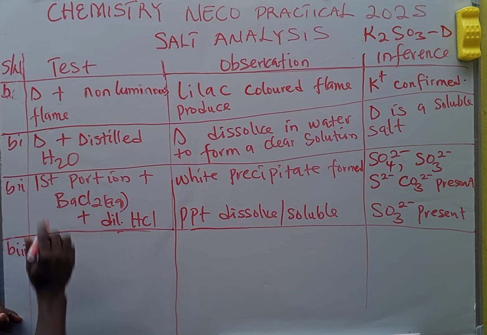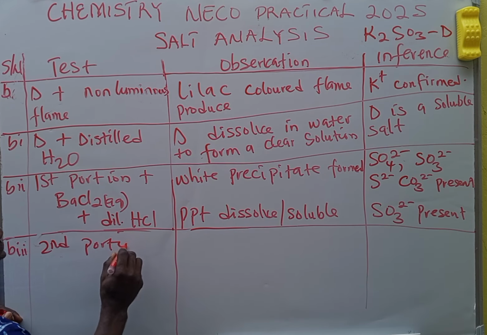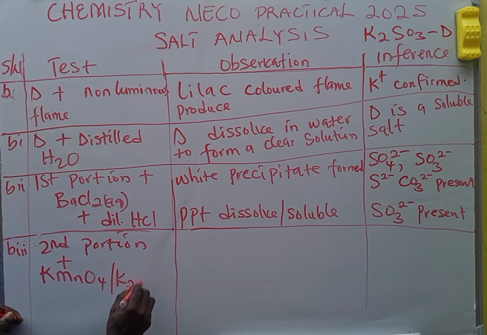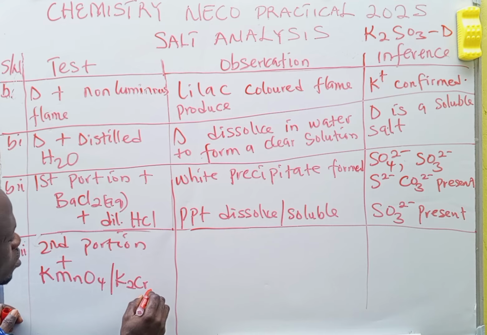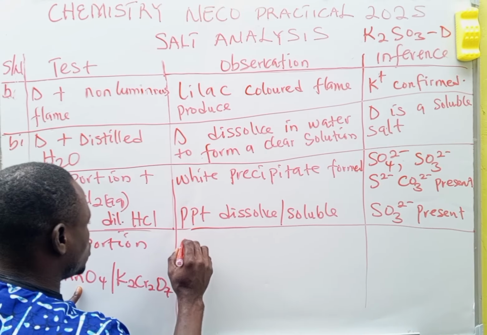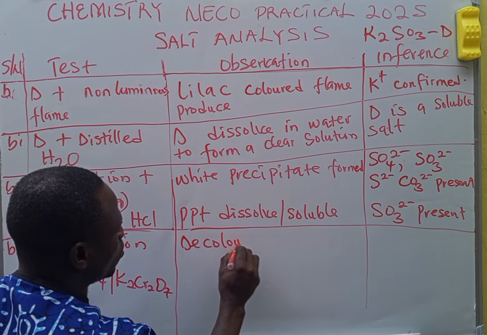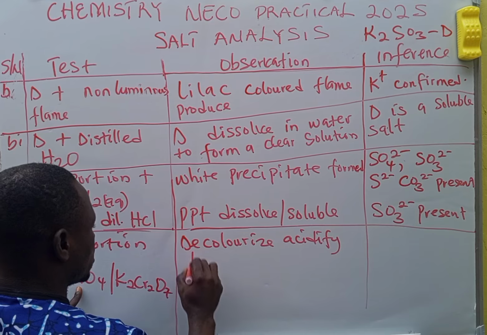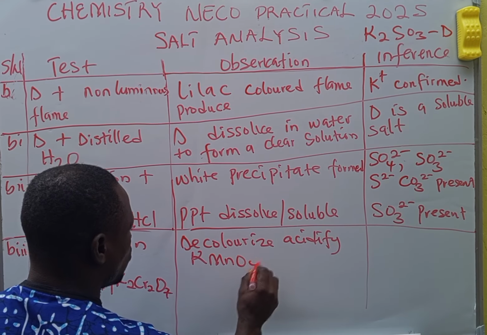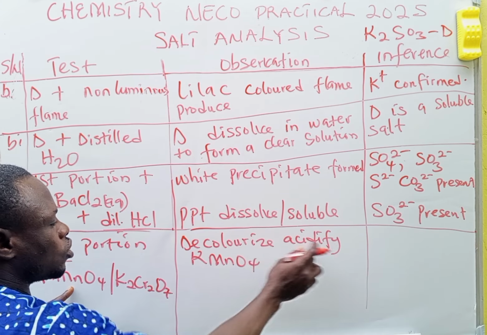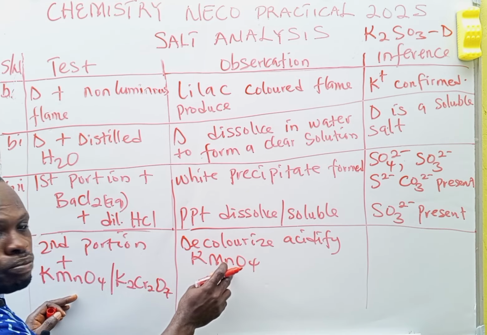So second portion, plus either KMnO4 or K2Cr2O7. For this particular one, you say it decolorizes acidified KMnO4. Do you get that? If you are asked to test with this one, this is what you are going to report: decolorizes acidified potassium permanganate. Are you following?